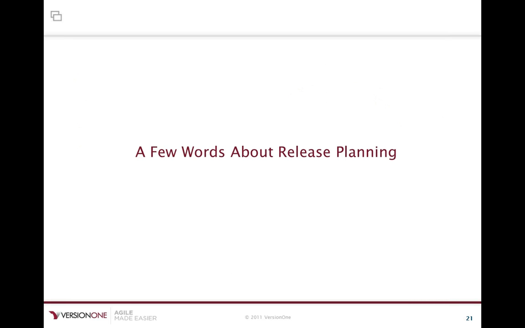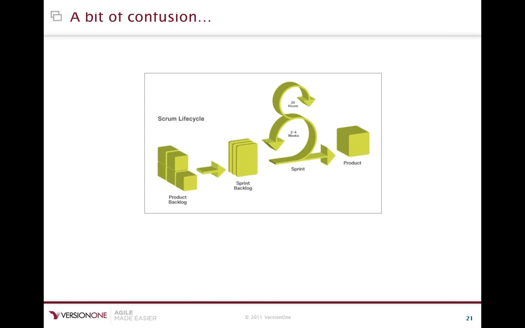I want to say a few words about release planning, and that's really just because of some things that I've run into this year. It seems to have come up in a boatload of these situations this year, where organizations are looking at this diagram here, which is the typical Scrum diagram, and you notice it goes from product backlog directly to sprint backlog.